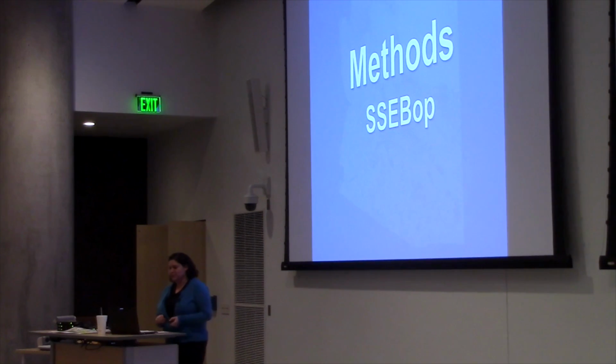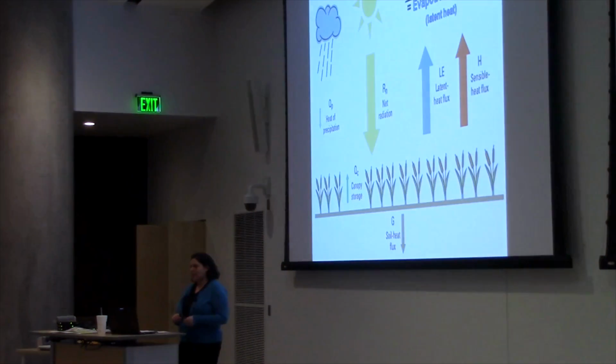So method number 2, the SSEBop. It's an energy balance model, which means that it considers all the energy that is brought into the earth from the sun, the large yellow arrow, and how much leaves the earth. So you've got the red arrow that goes up, the soil heat going down, and the difference between the two is essentially your evapotranspiration. There are a few other kind of things that are in there, but they're kind of negligible.